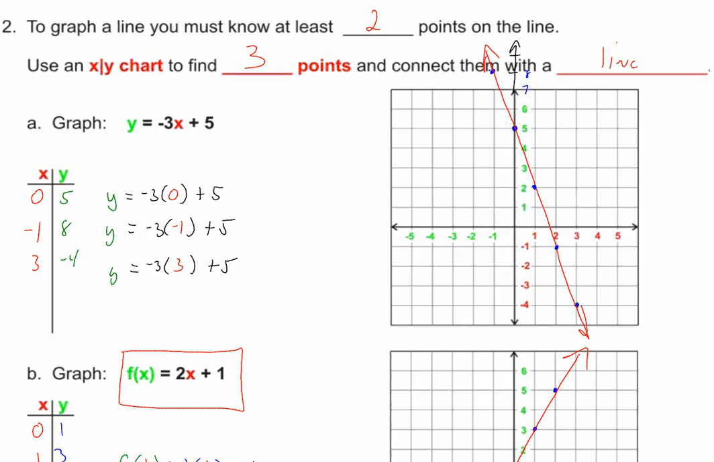Remember when we graph, how many points do we want to use? 3. What's always the best value to use for the first one? 0, and then be wise in your other 2 choices. All right, that's it. You got your homework. Quiz mañana. Quiz tomorrow.